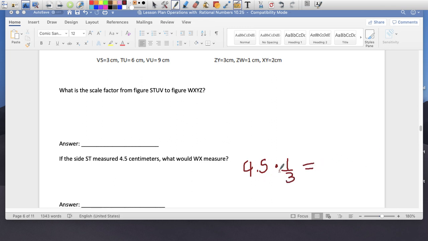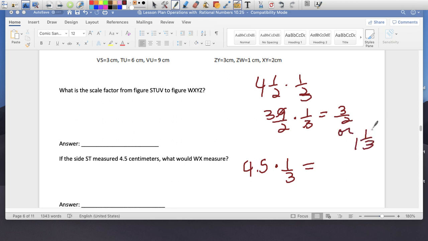So 4.5 times 1/3. That would be 9/2 times 1/3, which is 3/2, or 1 1/2. So that would be the size on the smaller trapezoid.